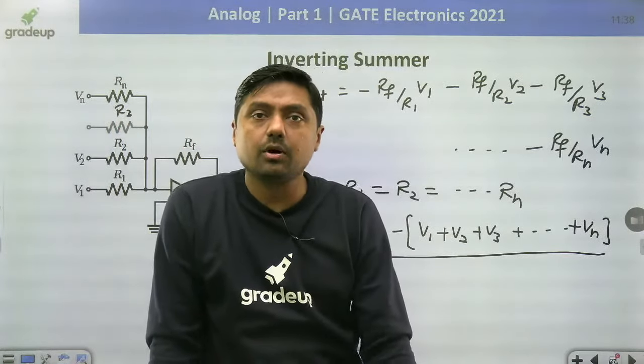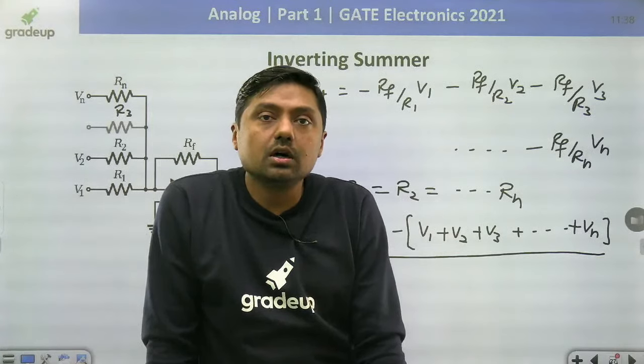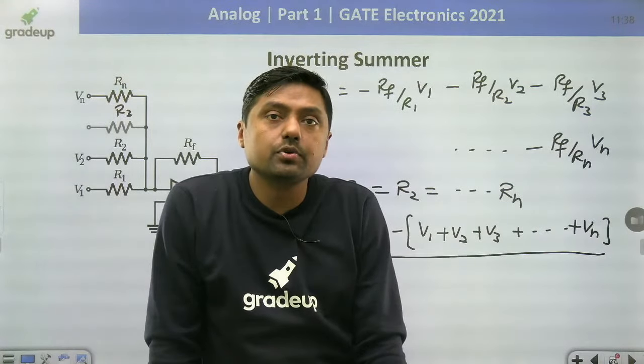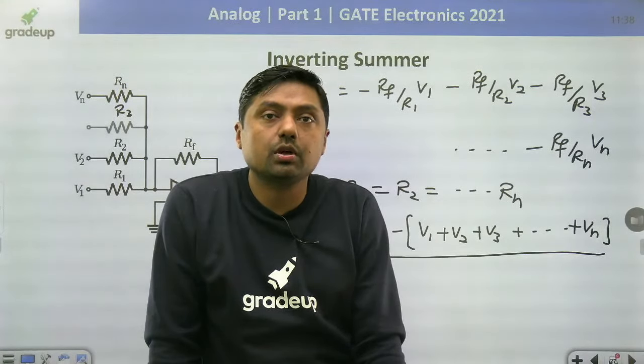With the negative sign, there is a 180 degree phase shift, that's why it is called an inverting summer. Okay. Sir, in numerical answer type questions, do we have to use the actual formula?